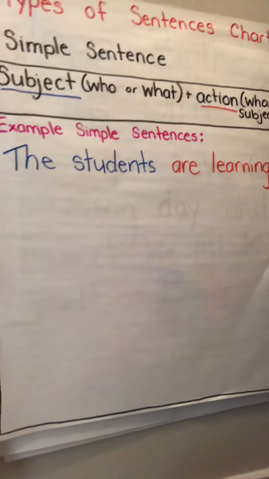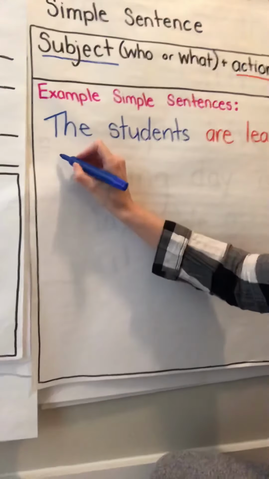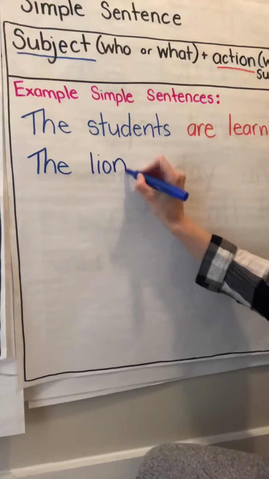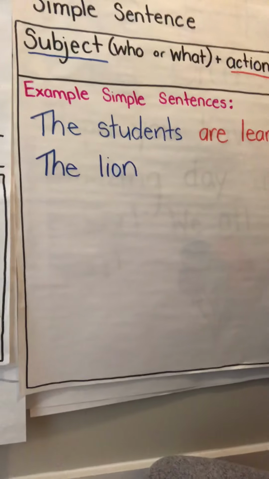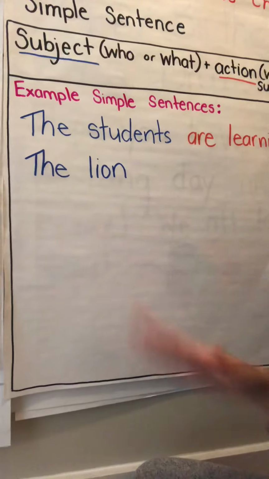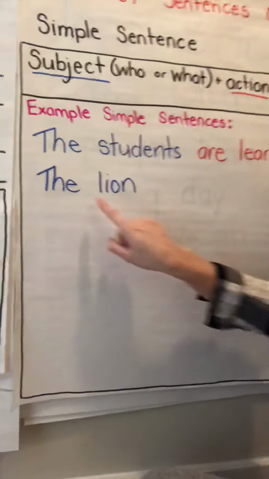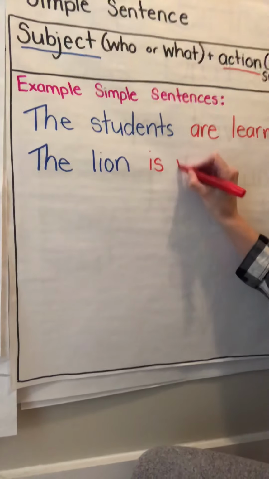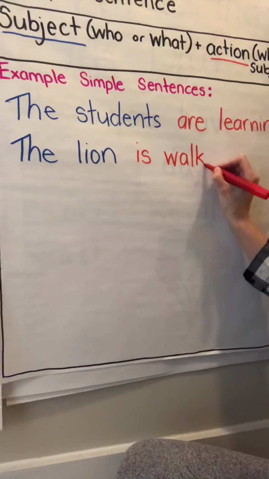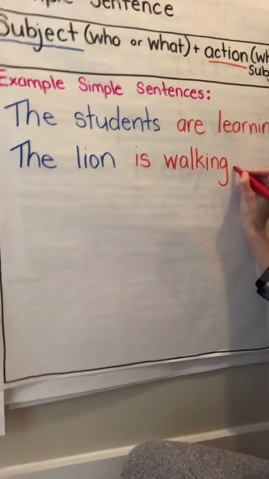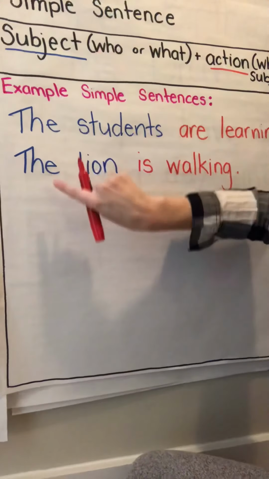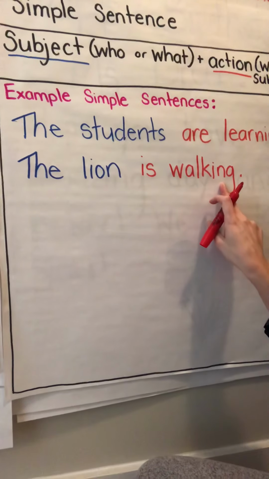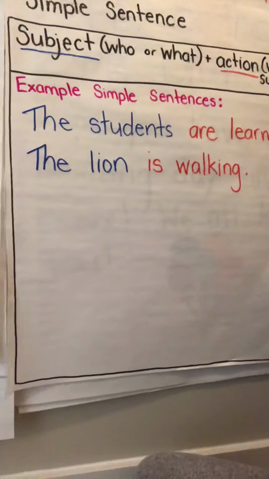So I want us to come up with a couple more. So we have our subject this time will be the lion. So that's who our sentence is about. But are we finished yet? No, because we still need to put what the action is. What is the lion doing? So the lion, I'm going to say, is walking. And then I put my period. So I have my subject, who the sentence is about. It's about the lion. And I'm telling you what the lion's doing. It's the action. So we have these two parts to make our simple sentence.